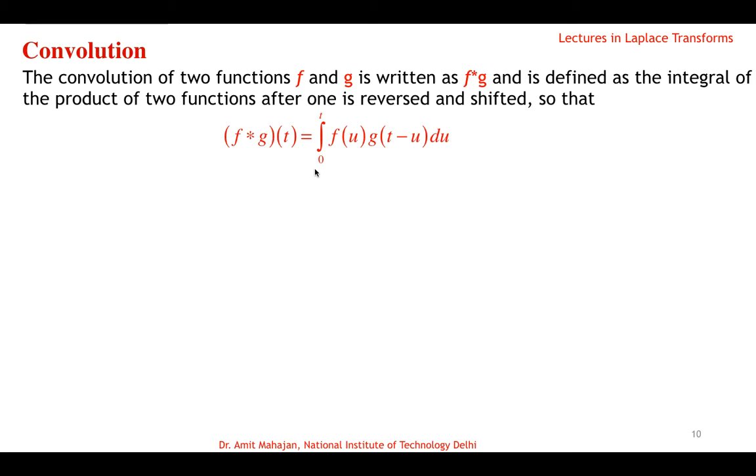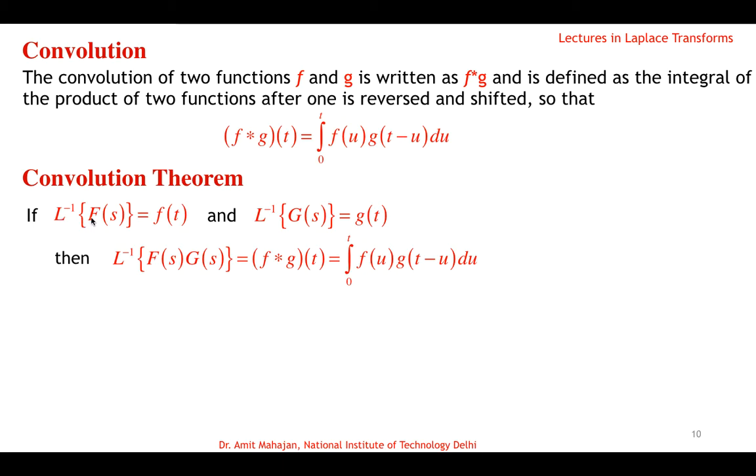Because of this convolution theorem, which says that if you know the Laplace inverse of F(s) as f(t) and the Laplace inverse of G(s) as g(t), then the Laplace inverse of the product of F(s) and G(s), where this product is a simple product, not convolution, just F(s) multiplied with G(s), is nothing but the convolution of f and g, where f and g are the Laplace inverses of F(s) and G(s).